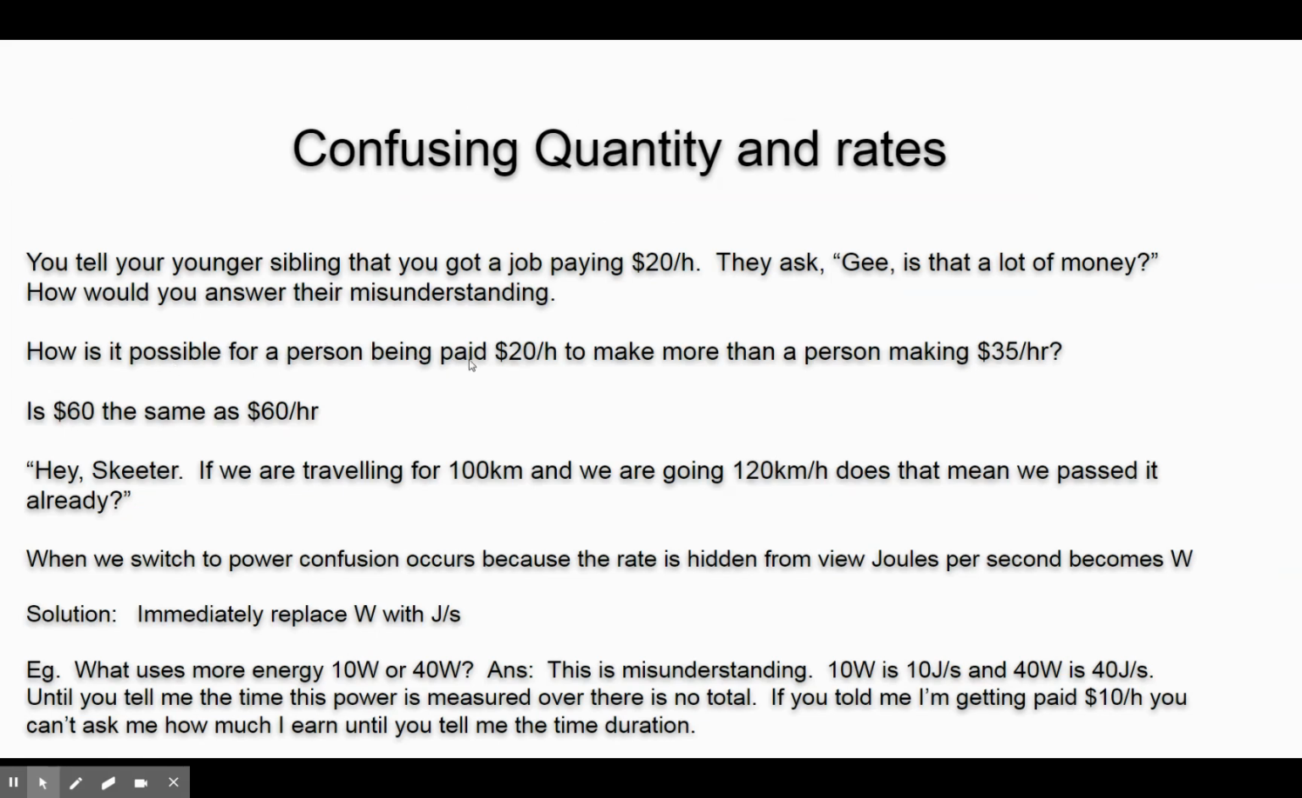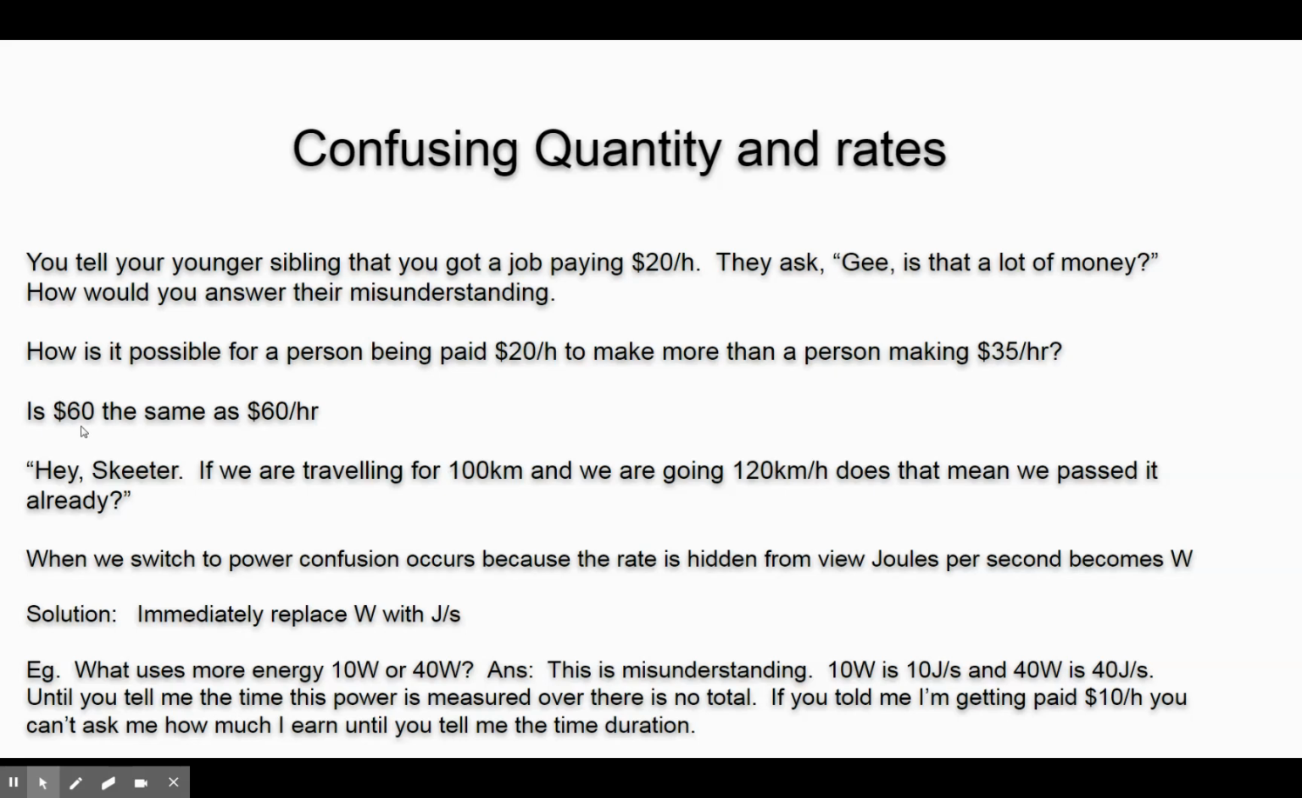Can you tell me why it's possible that a person being paid $20 an hour can actually make more than a person being paid $35 an hour? So this person is not necessarily being paid less money than the other person. They're being paid at a lesser rate. If this person gets 8 hours of work on a day and this one only gets 3, the rate cannot be turned into a total until you know the time.